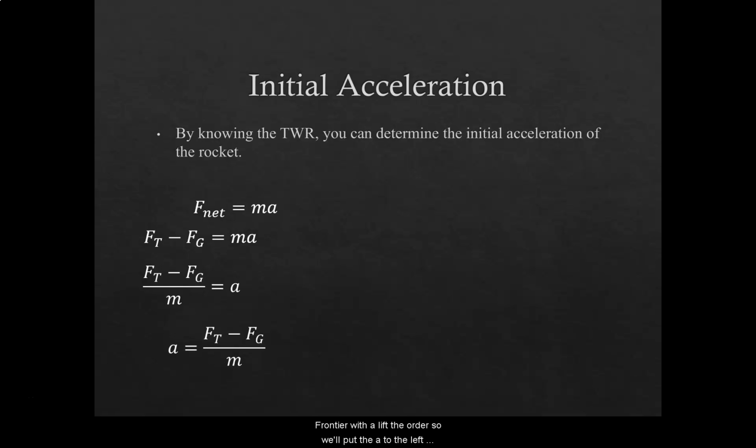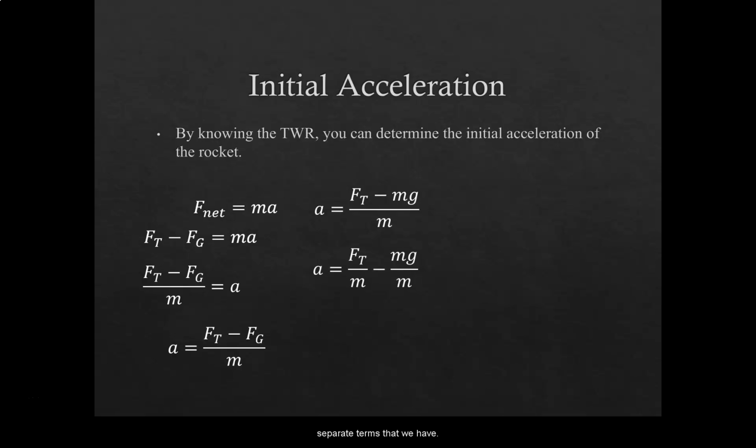From here, we'll just flip the order, so we'll put the a to the left side of the equals and the other expression on the right side. Next, we will convert the gravitational force into its weight simply as being m times g. Then we will split the numerator up into 2 separate terms. So we have the thrust divided by the mass minus the weight divided by the mass. And then we can simplify the second term because the mass will divide out, and that just leaves you with the factor of g.